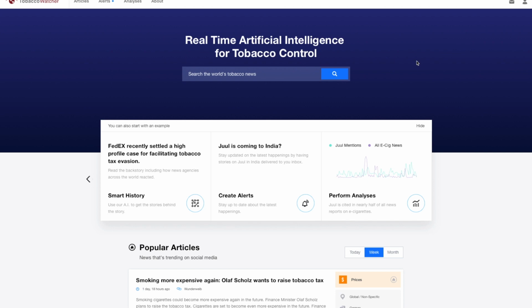Today we're going to be taking a deep dive into some of the Tobacco Watcher's features using an example of Juul e-cigarettes. Let's start by searching the database.